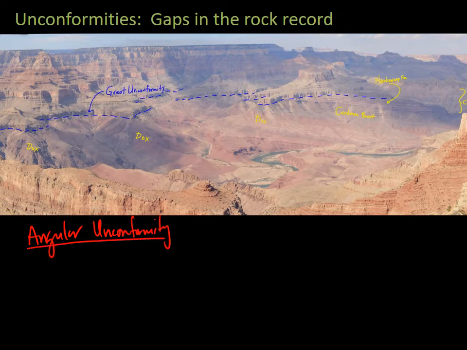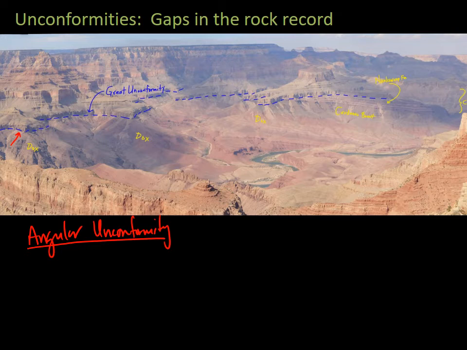Angular unconformities are a little bit easier to spot because there is a noticeable difference in angle between adjacent rock layers. So here we are in the eastern part of the Grand Canyon on the south rim looking towards the north. And what I want to point your eye to is this blue dash line here. This is called the Great Unconformity. We'll see why here shortly.